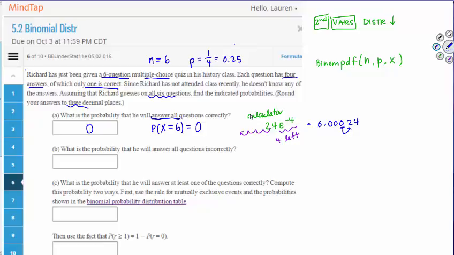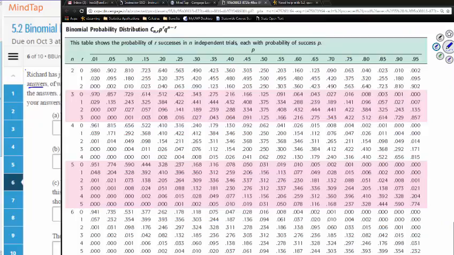The probability that he answers all the questions incorrectly is the probability that the number of correct questions, the binomial random variable x, equals 0. From the table, our number of trials is still 6. Now the number of successes r or x is 0, and the probability of success is 0.25. That's 1.78.